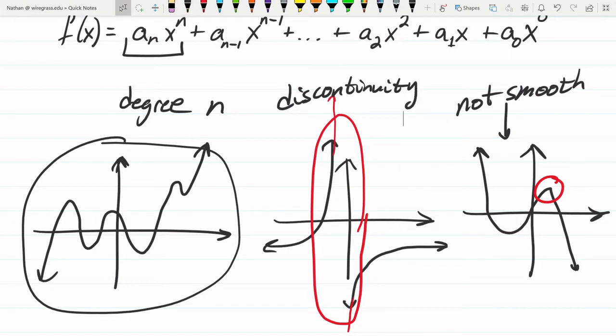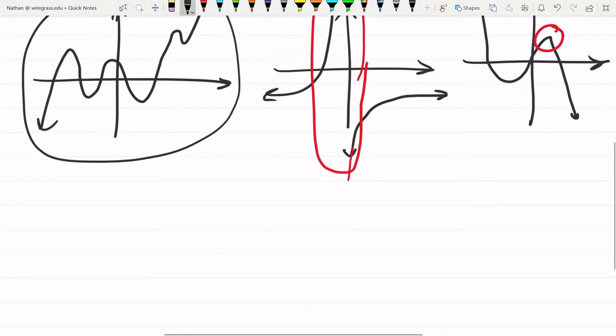And polynomial functions are continuous, meaning you will never have to remove a pen or a pencil from your page when you're drawing it. You can always draw it in one smooth motion, always on the paper. That's a very simple definition for continuity. Another type of discontinuity that you'll see is called a jump discontinuity.